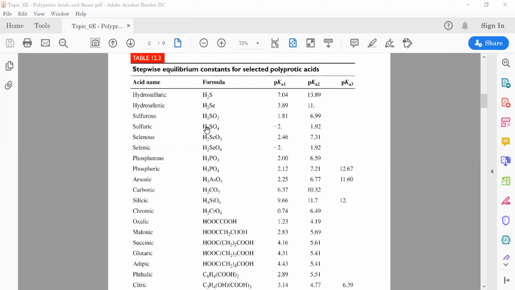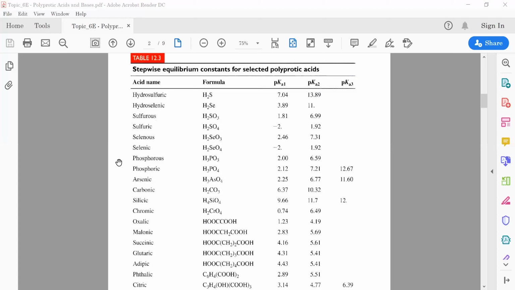Sulfurous acid also has 2 protons, but even the first one is a weak acid. pKa1 is almost 2, and pKa2 is about 7. Here's the sulfuric acid we just talked about. There are several others here. Phosphoric acid that we just discussed is here. The pKa1 is 2.1, and the pKa2 is 7.2, and the pKa3 is a little less than 13.